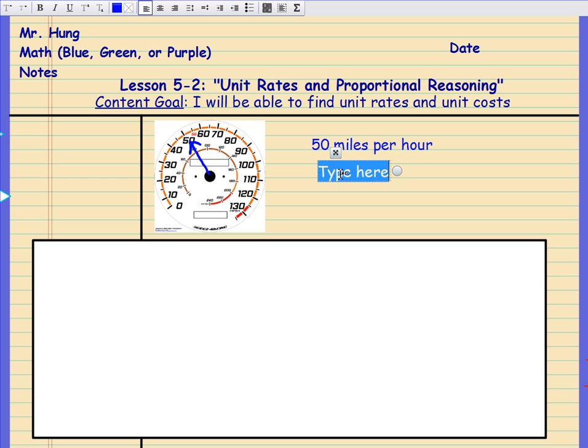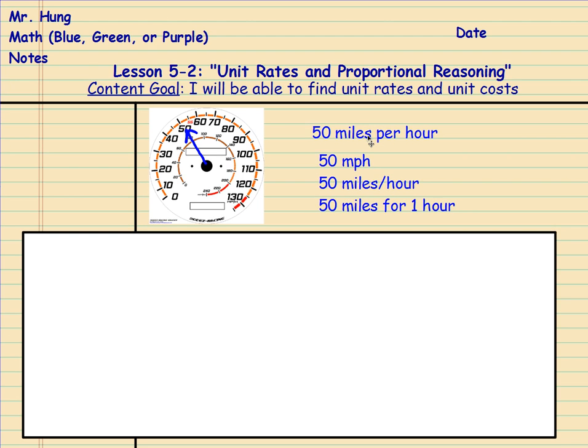And this means, well, let me rewrite this. This can also be written as miles per hour, mph, or 50 miles / hour, which is the same thing as 50 miles for 1 hour. And all these mean the same thing. I just want to make sure you understand that these slashes, or the word per, means 1 hour. Now we have 50 miles per hour.